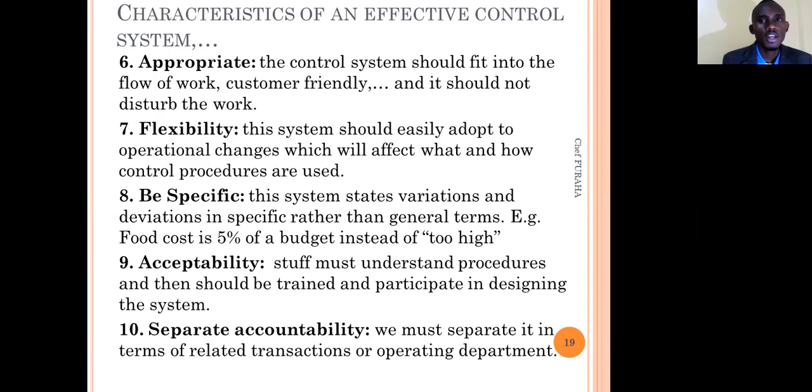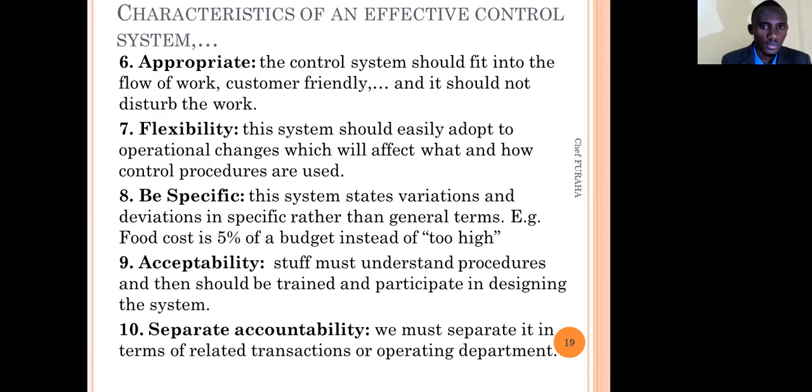Another characteristic, appropriate. So the control process must be appropriate. It must be friendly to our customers. It must fit into the flow of work. It must not compromise the quality of our products and services. No, it must be appropriate.